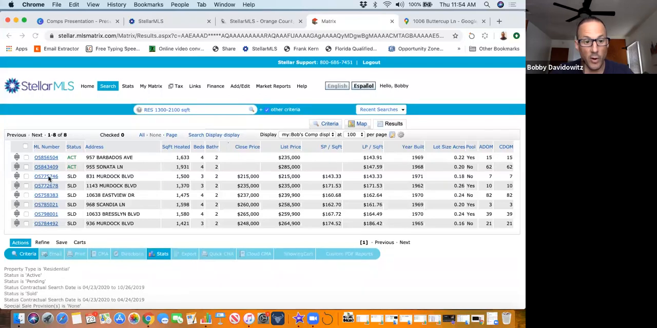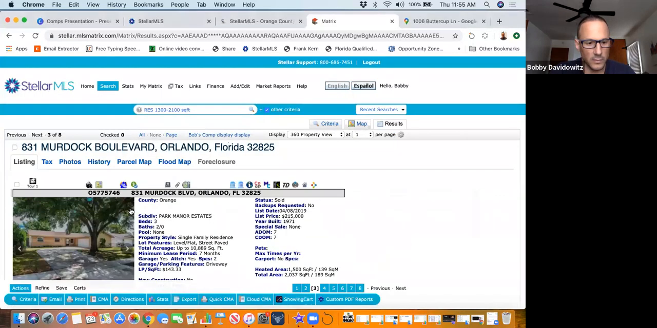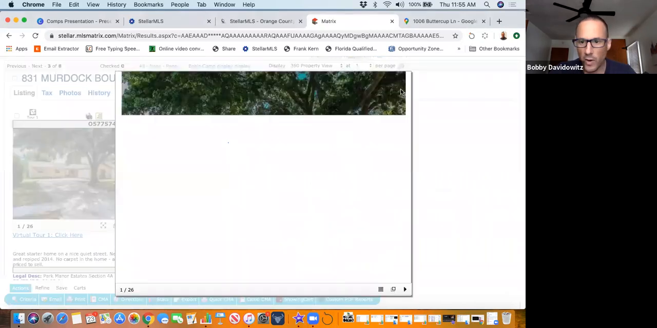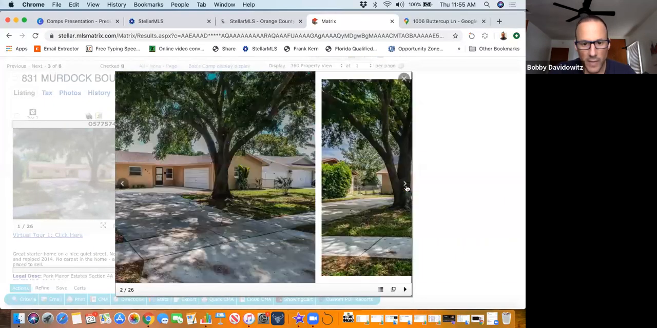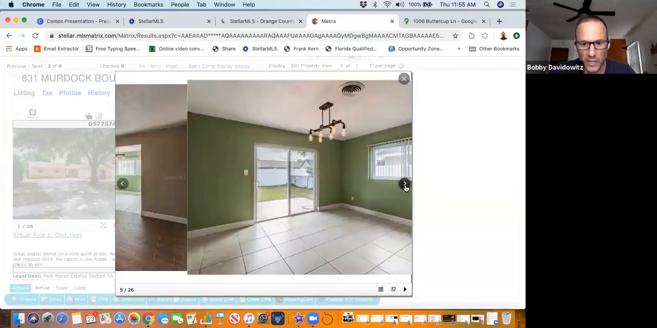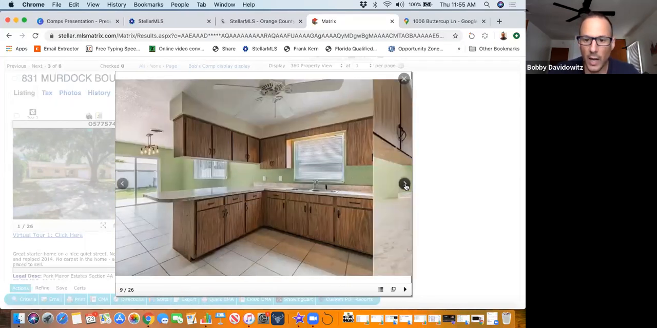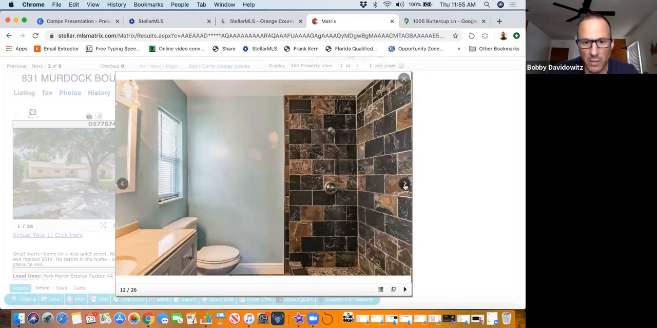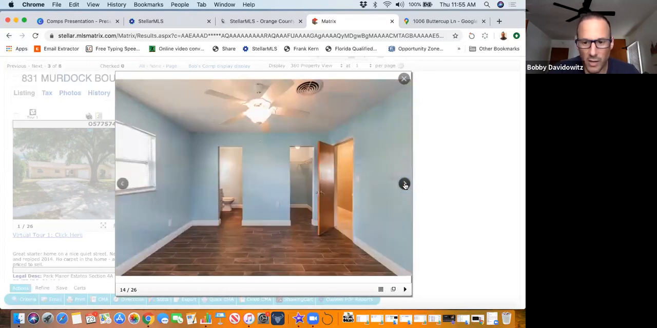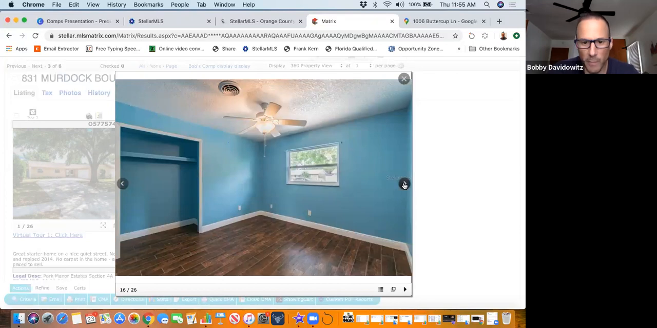For instance, let's look at Murdoch here that sold at 143 a square foot. And this other property here that's priced at 143 is still on the market. It hasn't sold yet. So it looks like my competition right now is in the 140s. So let me look at this one right here at 831 Murdoch. Okay, so 831 Murdoch. Same thing, nothing too special, but very clean, well-maintained property, not necessarily upgraded, but looks clean. So, some upgrades, some interesting color and tile choices, but a clean property.